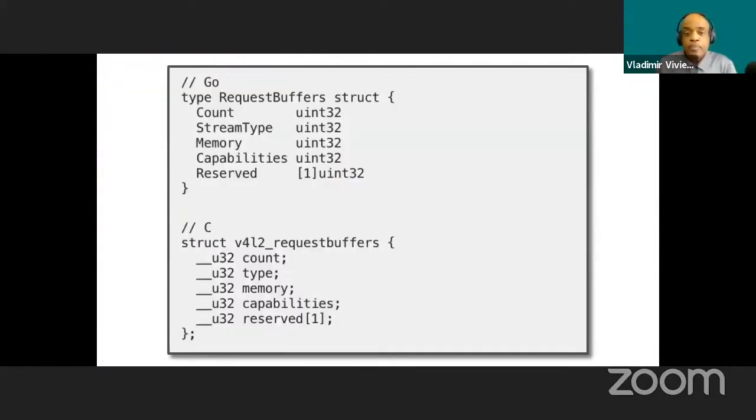Okay. So now here's an example of what I'm talking about. At the top, we see a Go type called request buffers, and we'll see that being used in a minute. And down in the bottom, we see its counterpart in C. And as you can see, besides just the name difference in the types, we can pretty much see how well the Go type and the C type map onto each other.